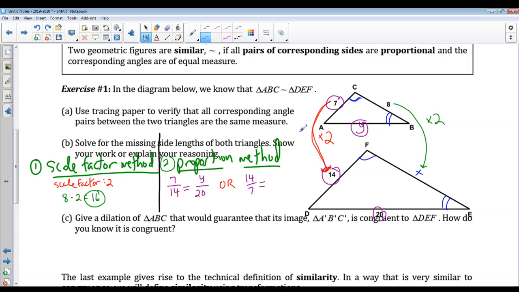That's not the same scale factor. If I say 14 over 7, I would have to match it up on the other side with 20 over y. And that would give me a good equation to set up. So now I can solve this out.